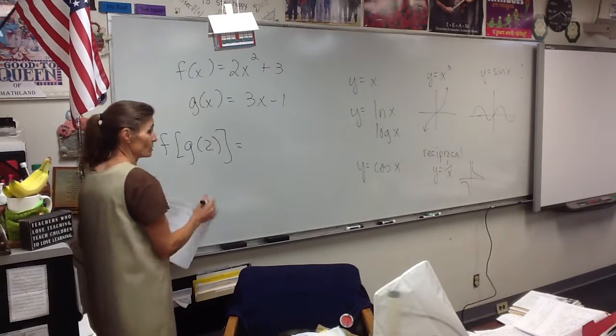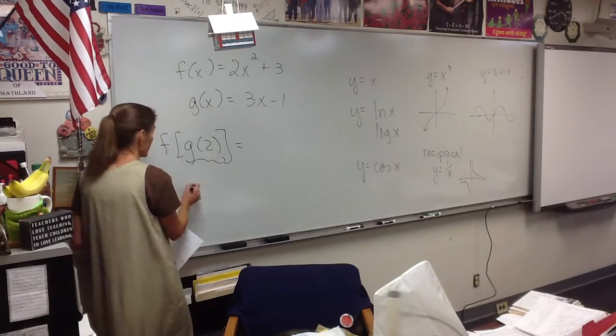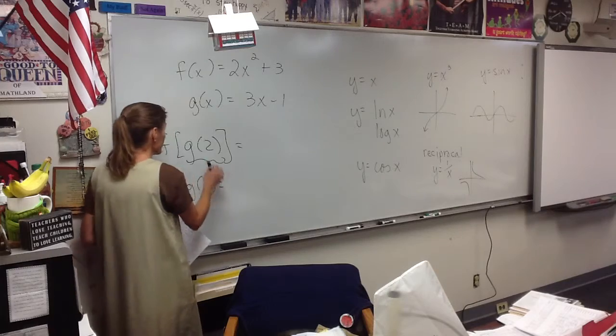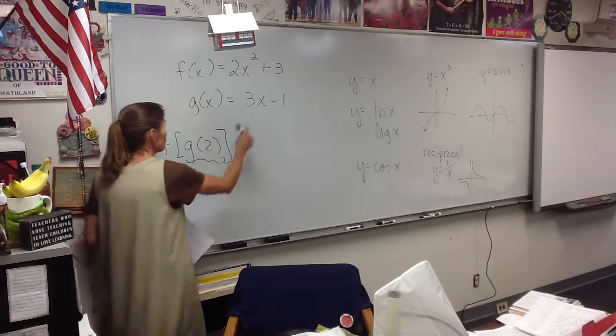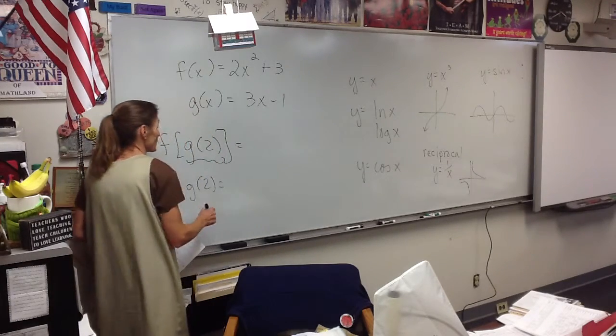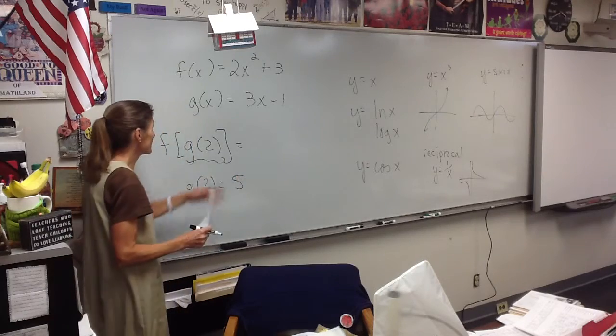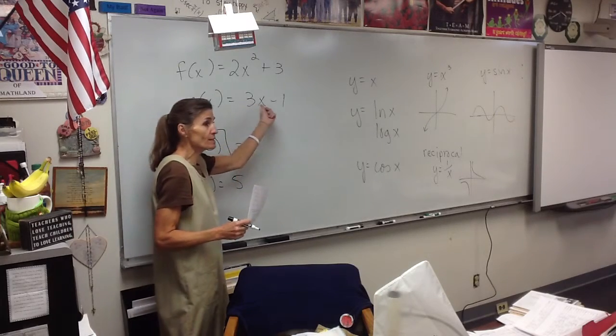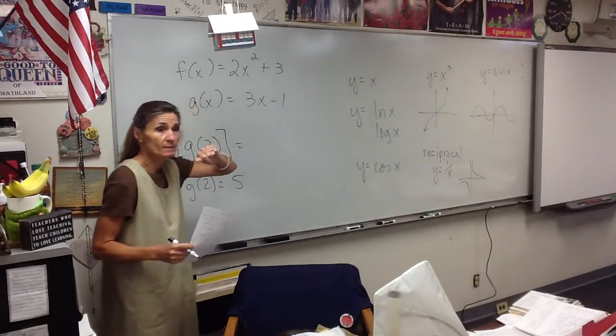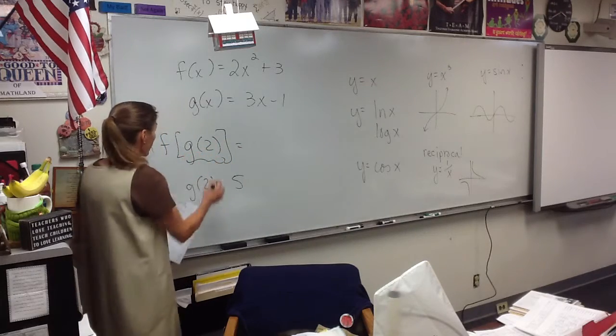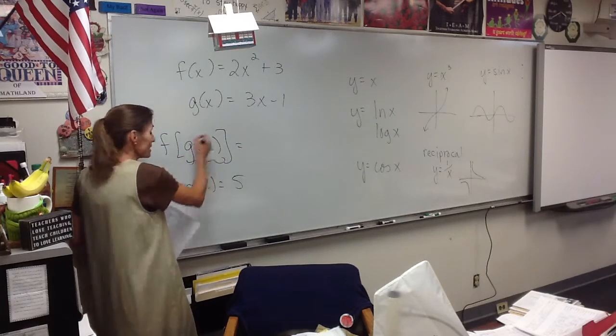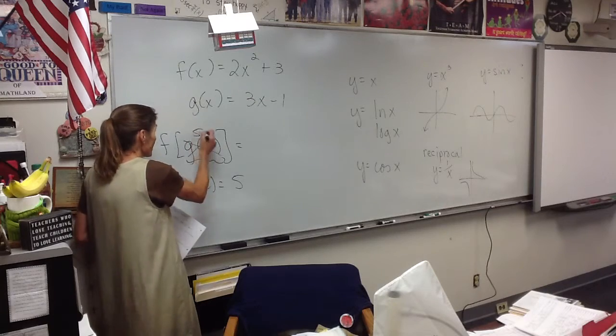It's exactly what you do, Claire. You plug 2 into g. So what does g of 2 equal? 5. Kids, take out the x, put in 2. 3 times 2 minus 1 is 5. Now, g of 2, this right here, is 5.